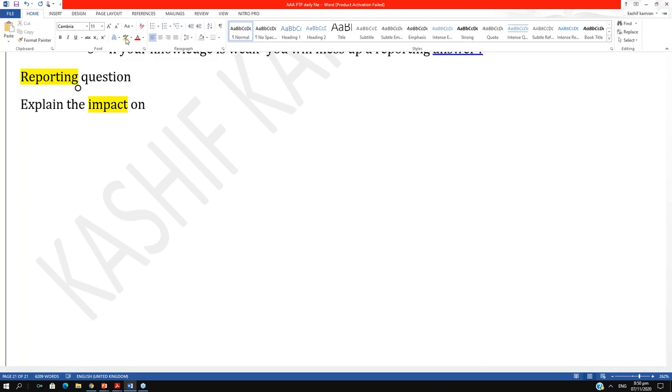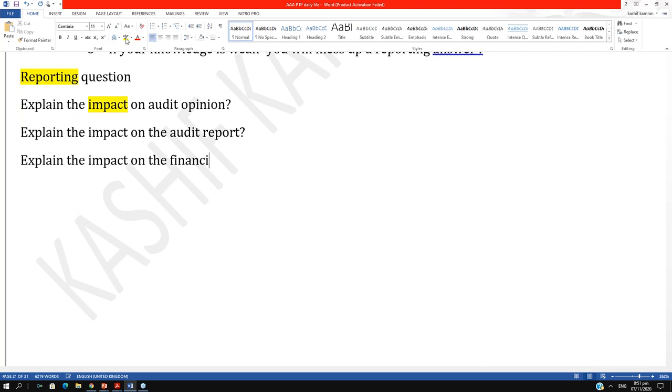But the examiner is saying you should know the difference. In certain past papers, the examiner has asked to explain the impact on audit opinion. In certain past papers, the examiner has asked to explain the impact on the audit report. And in certain past papers, the examiner has asked to explain the impact on the financial statements. They are not the same. They're all three different things.